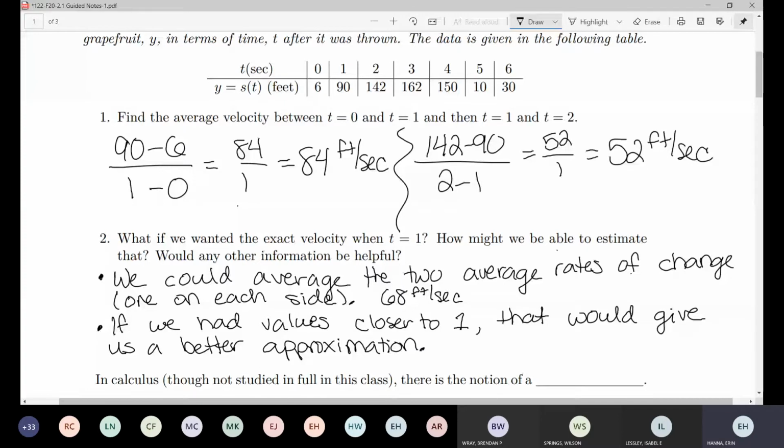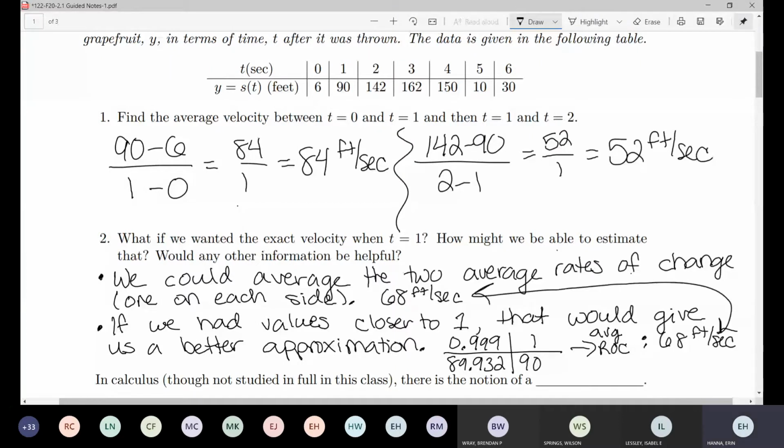Say, for instance, someone added on to this table and told me this extra piece of data, and they were able to get it down to, you know, 1/1000th of a second difference. If I find the average rate of change between these two, what I would get is 68 feet per second, which in this case is coincidentally equal to the average of the two that I already had.